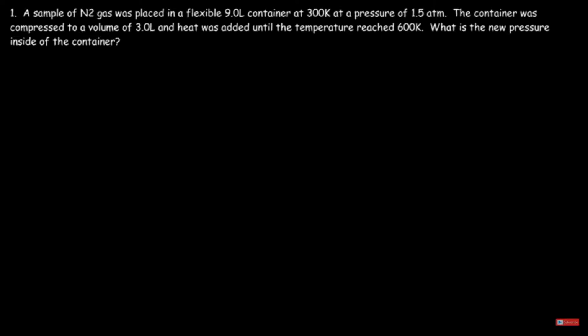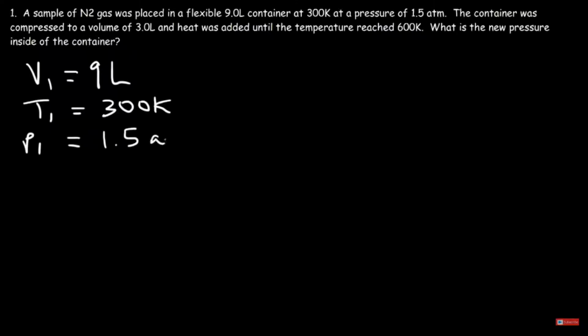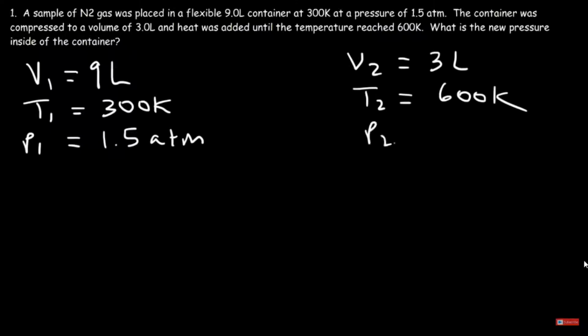So let's write down what we know. V1, the original volume, is 9 liters. T1 is 300 Kelvin. And P1 is 1.5 atm. V2 is 3 liters. T2 is 600 Kelvin. And P2 is what we're looking for. So that's what we've got to find.